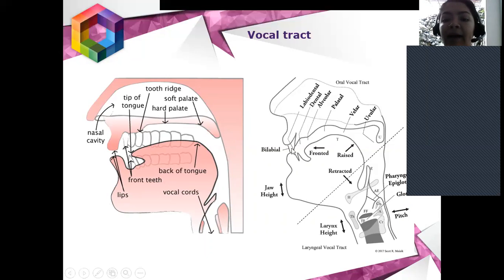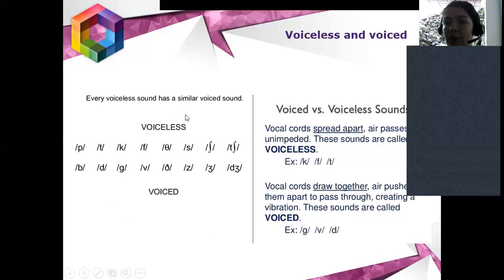Here I have the places of articulation. So we have bilabial, we have labiodental, we have dental, alveolar, palatal, velar, uvular, and glottal, okay? All right, so here we have the difference between voiceless and voiced sounds.